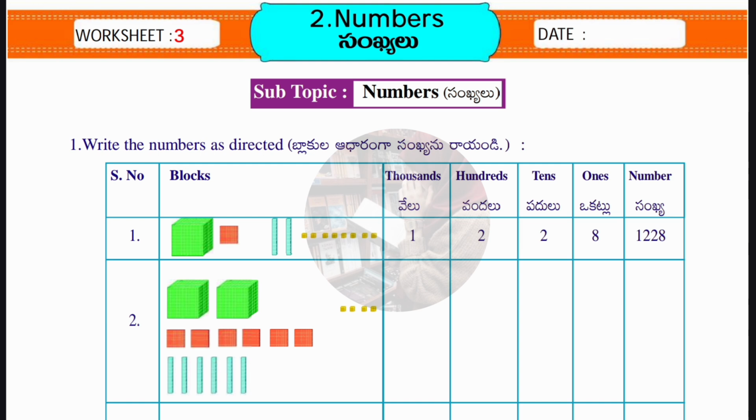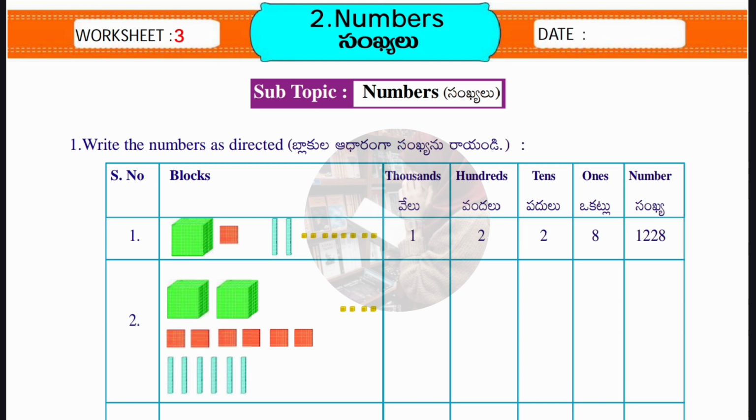Let's see, guys. The first block represents thousands, the next square represents hundreds, the sticks represent tens, and the small dots represent ones. Now we have to look at it and count how many blocks and figures are given, and write it down separately under thousands, hundreds, tens, and ones. After that we have to write down the entire number in the last column.